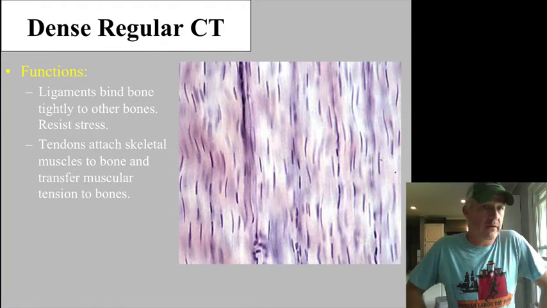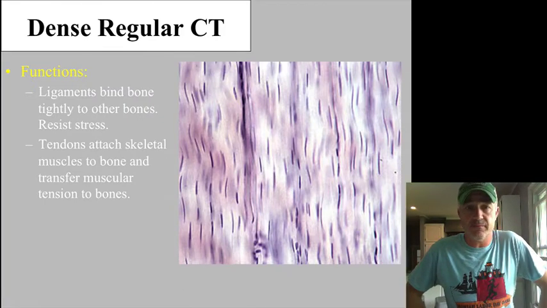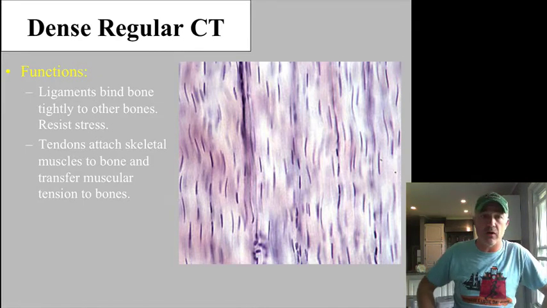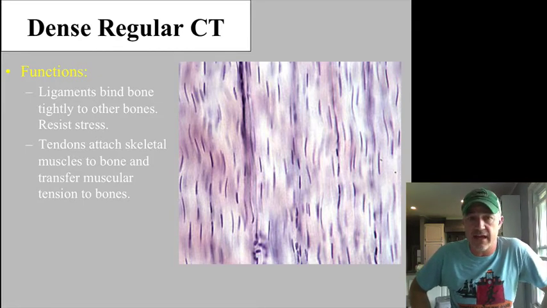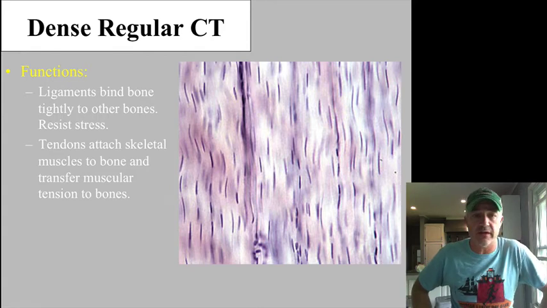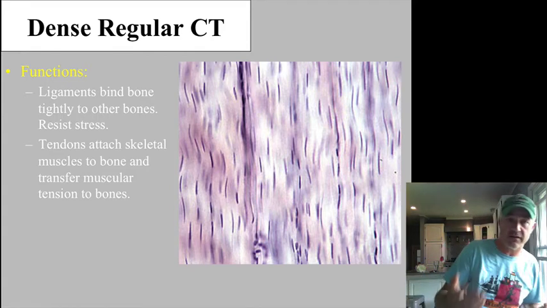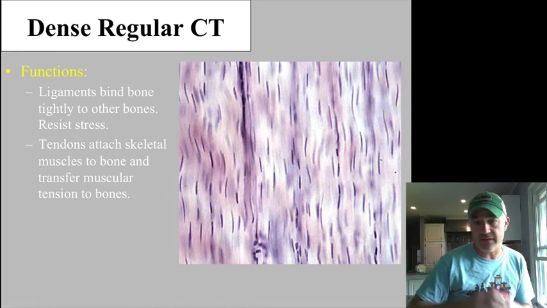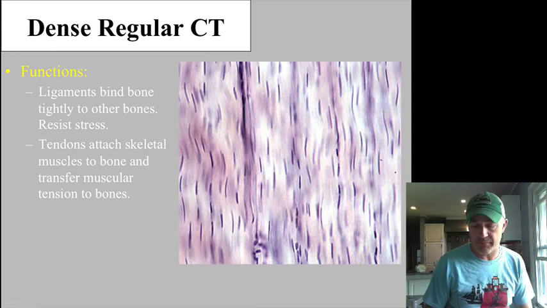And again, what are they doing? Well, obviously ligaments resisting that pulling in that particular direction by binding bone to bone. Tendons attaching skeletal muscle to bone so we can move these bones past one another, do our different movements, our articulations. Again, really good at resisting that pulling in a particular direction.